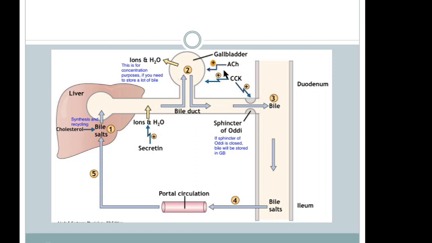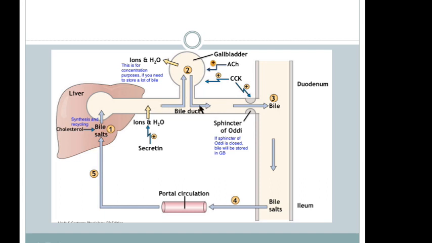Okay, so here in this diagram you can appreciate acetylcholine and cholecystokinin. Acetylcholine through the vagus nerve, cholecystokinin by the hormone. This contracts the gallbladder, and because of the contraction of the gallbladder there is a secretion of bile into the common bile duct. But when acidic chyme enters into the duodenum, meaning there is a requirement of bile in the duodenum, the sphincter of Oddi is relaxed.